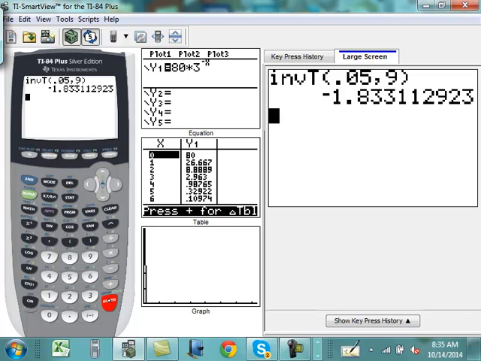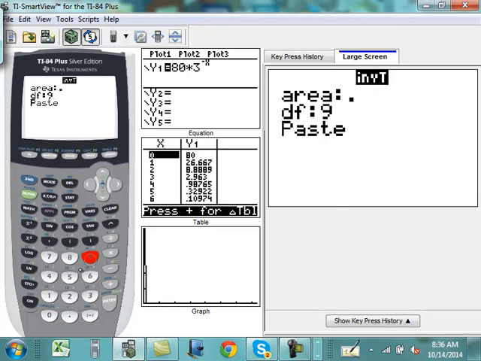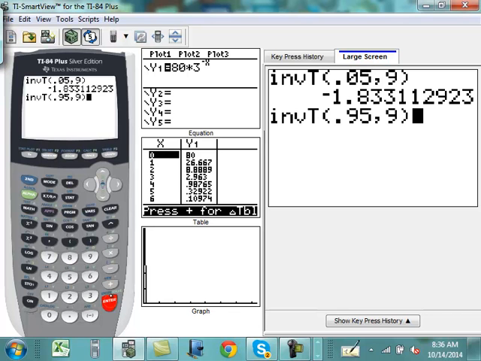Question, Joe? That only works with areas on the left. Yes, that's for the t curve. Now, if you want area under the curve to the right, then you subtract from 1. So if you have a right-tailed test of alpha equals 0.05, then you go to inverse t, and you put in 0.95. And then you have positive 1.833.